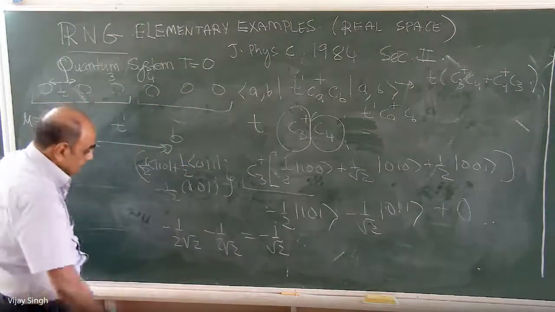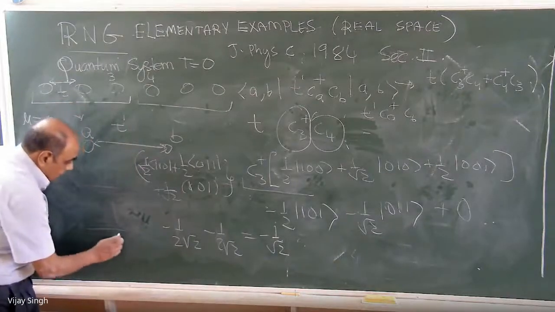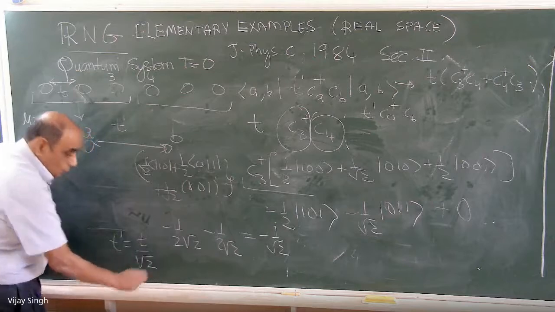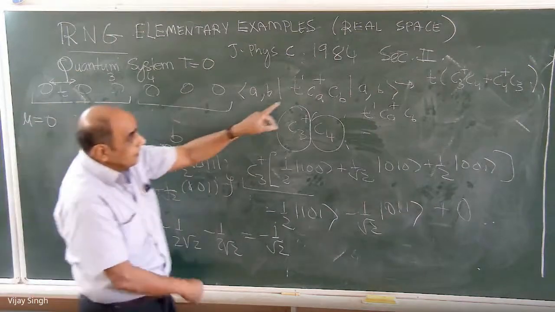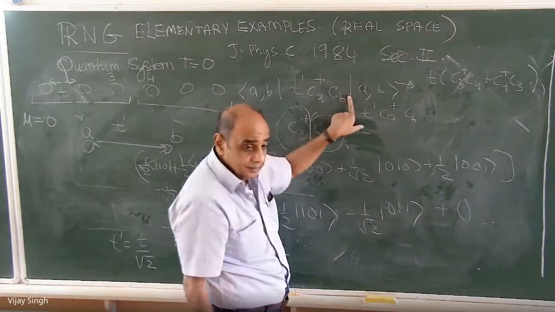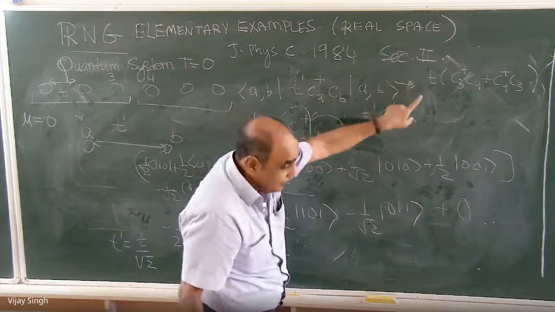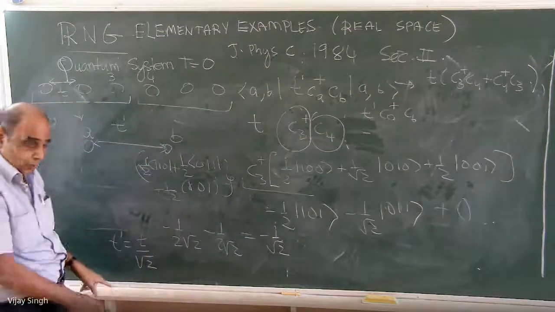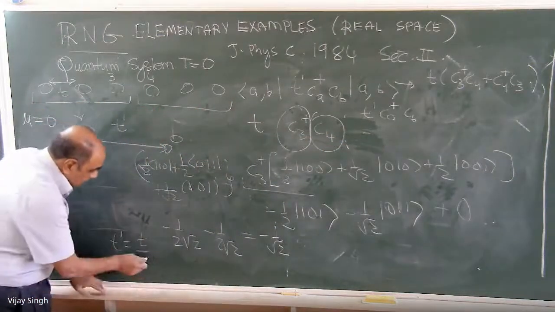Correct? That says that I have T prime is equal to T/√2. But that is not taking into account the other term, which is CB dagger CA. Make the Hamiltonian perturbation, you must take CB dagger CA. So that will give you another 1/√2 term, and you simply get that T prime is equal to T/2.